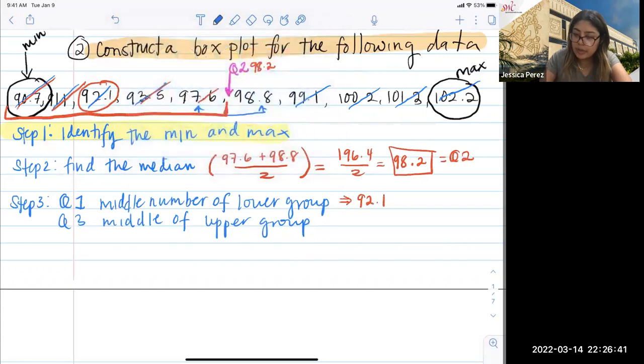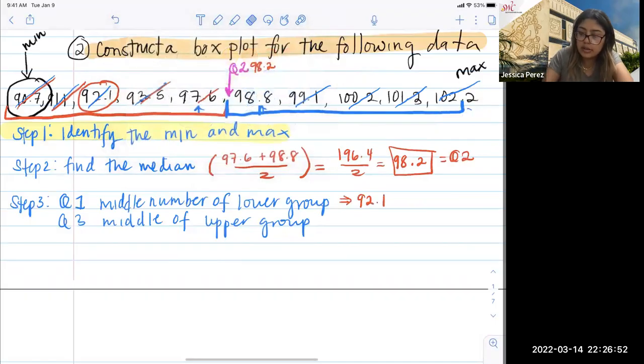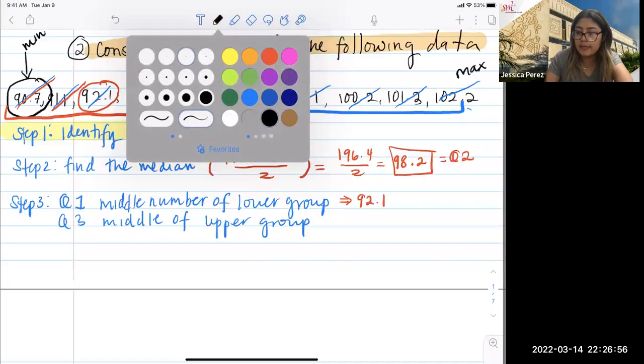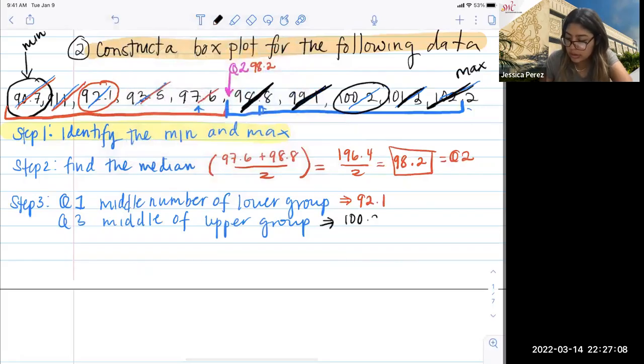And I do the same thing for the next data. So from here to here, this is Q3. That's the upper quartile, sorry. To find Q3, you're going to find the median of the upper quartile. So I'm going to do cross, wait a second, cross. So the middle number is 100.2. That is your Q3.